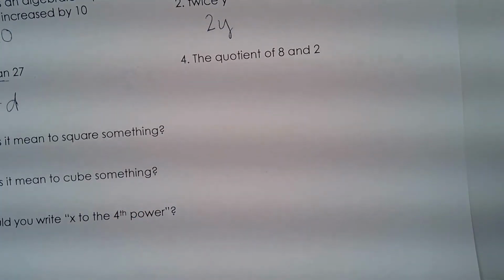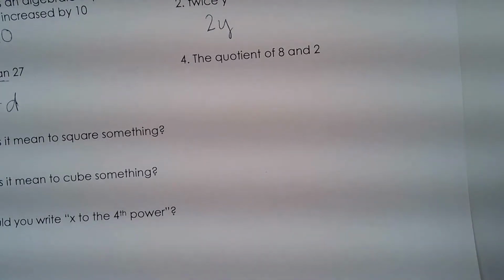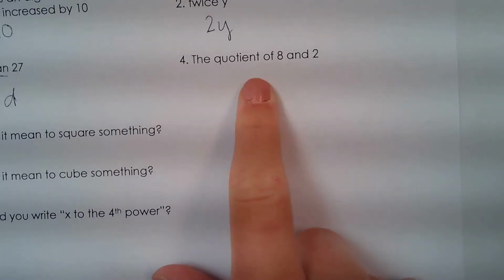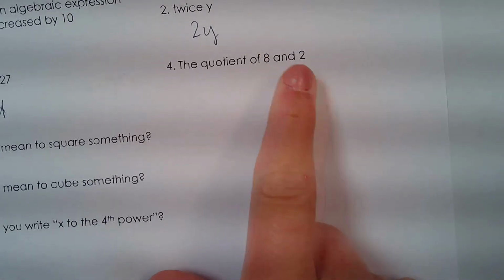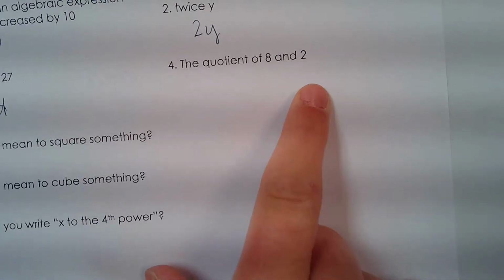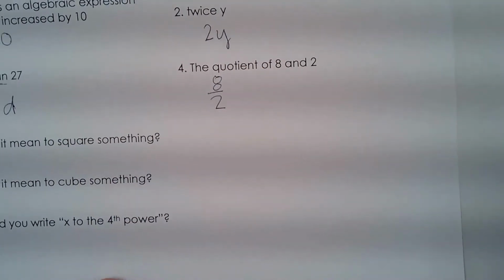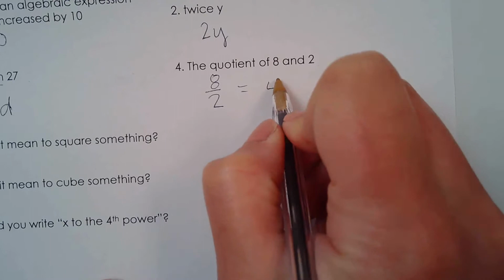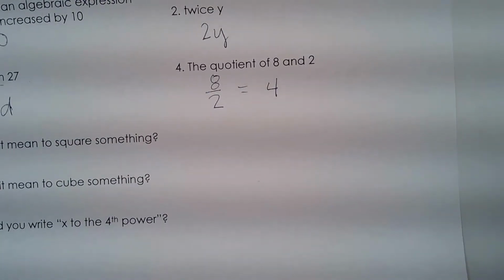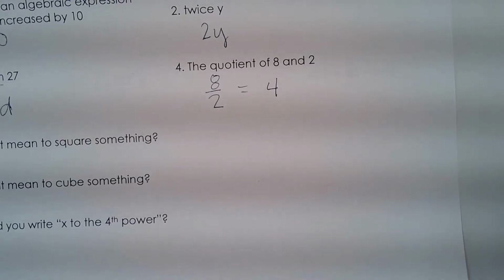All right, number 4, the quotient of 8 and 2. What does quotient tell you to do? Divide. So when we're dividing, which one goes on top, which goes on bottom? Generally, bigger number goes on top. Okay, so for our purposes, if it says the quotient of something and something, first number goes on top, second number goes on bottom. So we're going to have 8 divided by 2. Can we figure that out? Do we know what that is? 4. Questions?